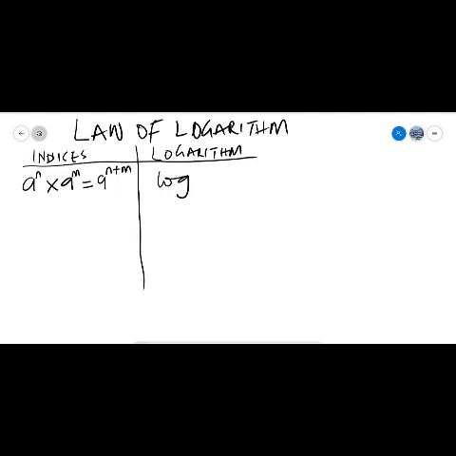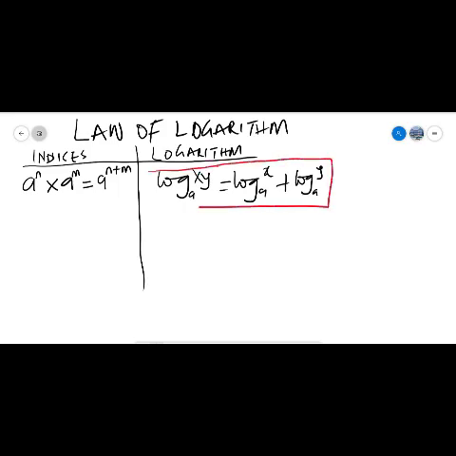Log xy base a is equal to log x base a plus log y base a. Take note of that.